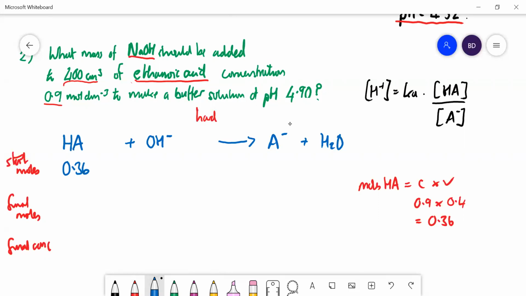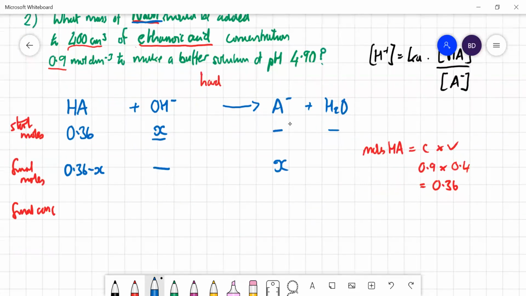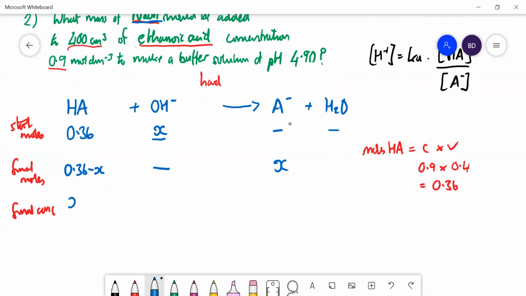Now the OH minus is going to be tricky because we've got to find out how many moles of OH minus, so we'll call that X. A minus, we haven't got any of that to start off with, and we don't care about the water. After the reaction, 1 mole of OH minus reacts with 1 of HA, so the final moles of HA is 0.36 minus X. No OH minus left. 1 mole of OH gives us 1 mole of A, so that's X. The final concentrations are 0.36 minus X over V and X over V.